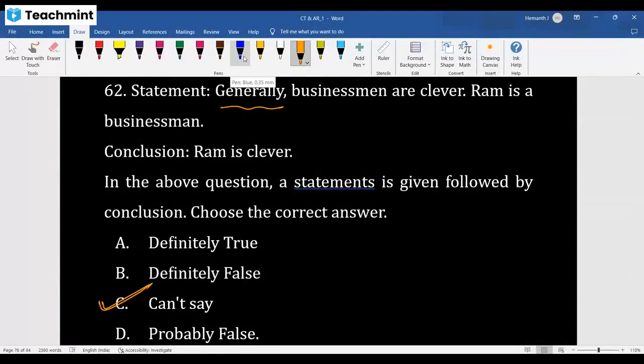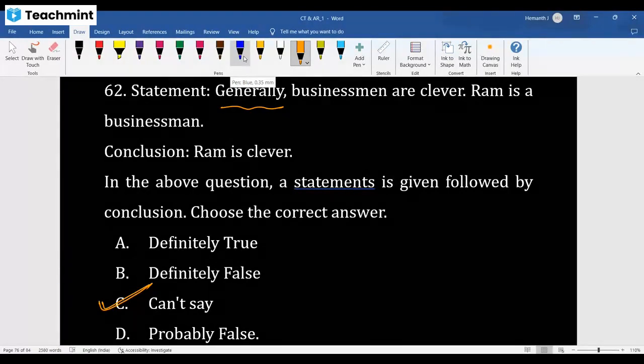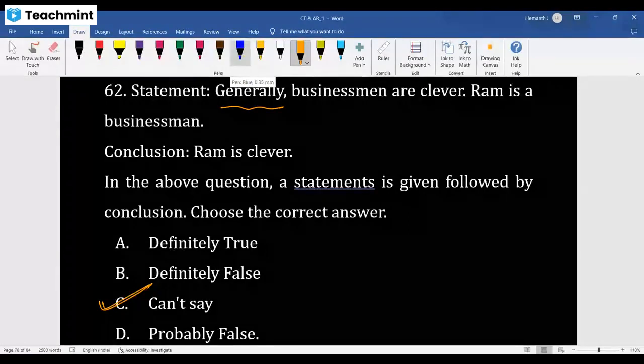Generally, businessmen are clever, not always. If they mention all businessmen are clever, and Ram is a businessman, then Ram is clever is definitely true. This conclusion is definitely true. No, here I cannot say.